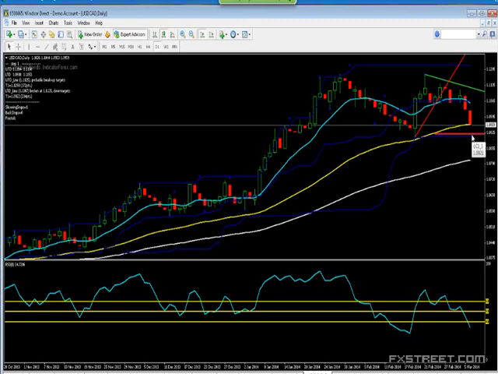I would agree. Put your stops below the lower Donchian band. I would put my stop about 108.90. That's about where I would put it. I would keep it tight. That's a reasonable trade, guys. You wanted to go long here, that's a reasonable trade.